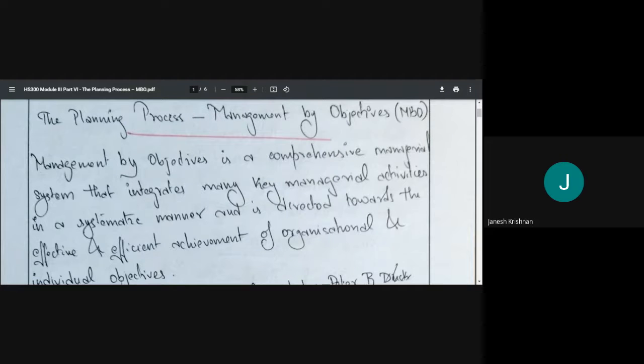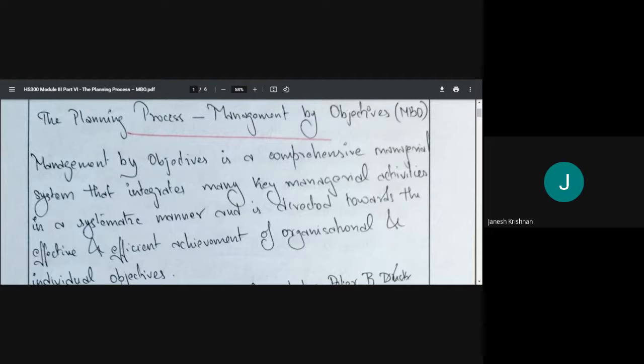You are managing by using what? What is the parameter there? Your objective. Whether it is your company's objective or your personal one, your objective is a driving force. That's how management is done. So the term itself gives you an idea: it is management by objective. So how is it done?